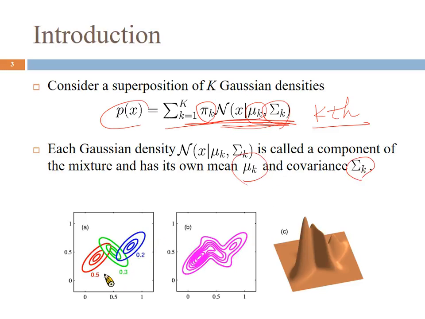So here is another two-dimensional Gaussian mixture example. We can linearly combine these three Gaussians to form a very complex distribution. And if we draw it in three-dimensional space, we can see this is a very complex distribution. So for any complex distribution, we can use an appropriate number of Gaussians to combine them.